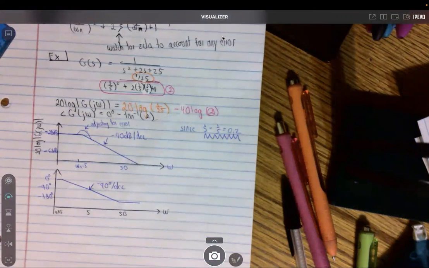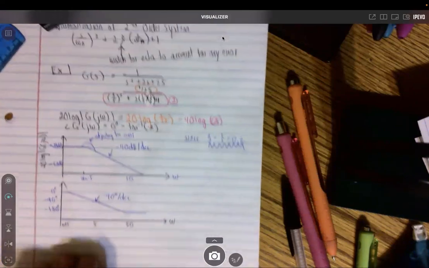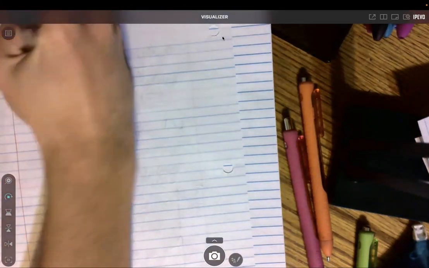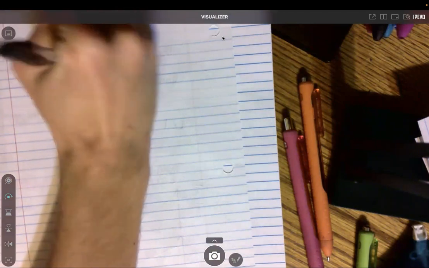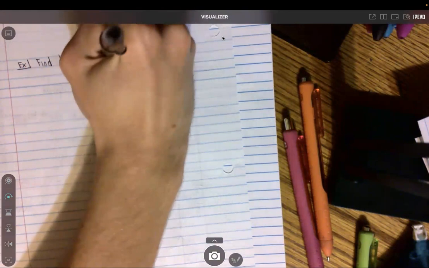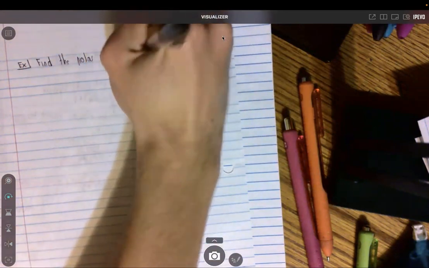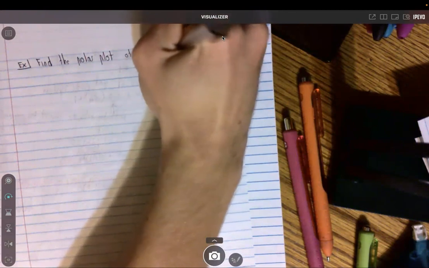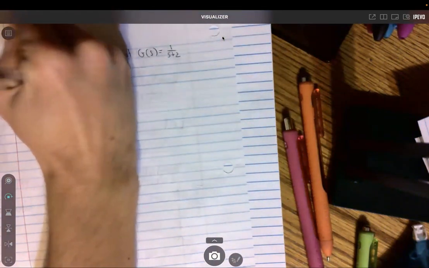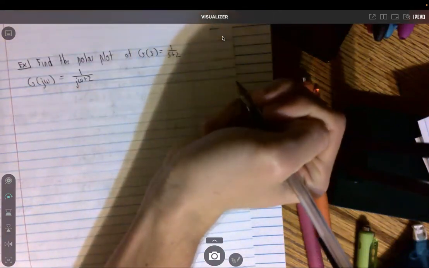And if you have to do a polar plot, you basically would, from your G of S, let me see if I have a good, yeah, here's one. If you have to make a polar plot, if he asks you to do this, for an example, find the polar plot. You have to get the real and the imaginary part of your frequency response. So of G of S is equal to 1 over s plus 2, you're going to find the real part and the imaginary part. So you're going to do G of j omega, substitute in j omega for s, is equal to 1 over j omega plus 2.